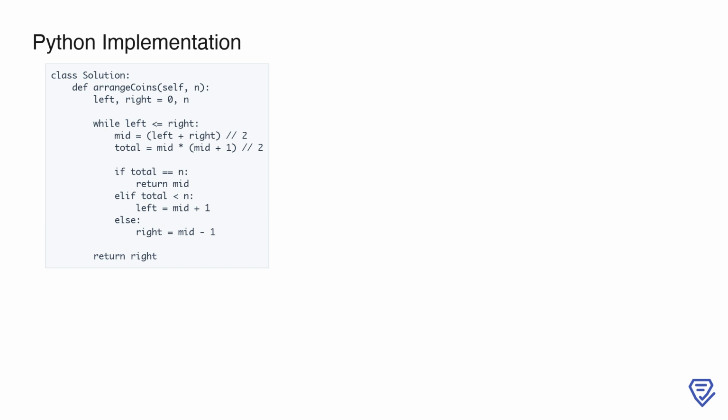3. At each step, we calculate the midpoint mid of the current range. This mid represents the candidate number of rows we are evaluating. 4.